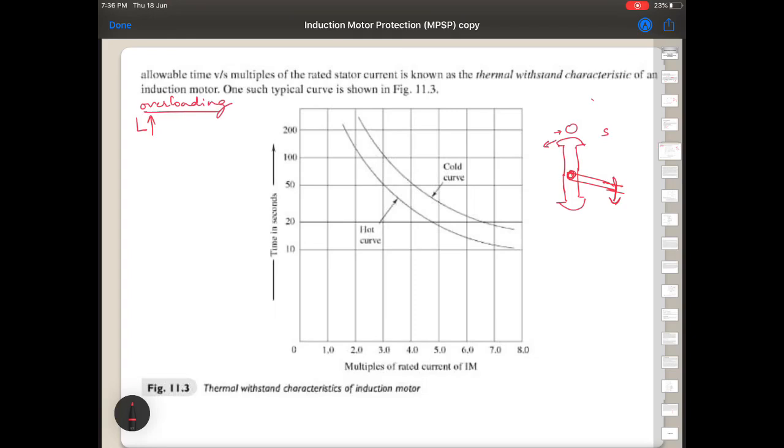Now if you increase the load, obviously speed will decrease. It means slip is increasing. If slip is increasing, rotor current will increase, and in turn stator current will also increase. So this is the phenomenon that is happening. Now what happens if I1 increases? I1 squared R1, R1 is the resistance of the stator, into T.